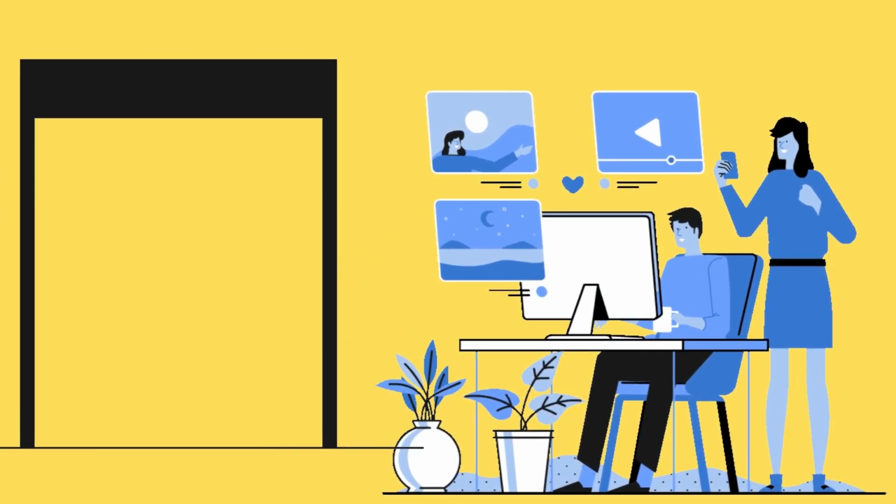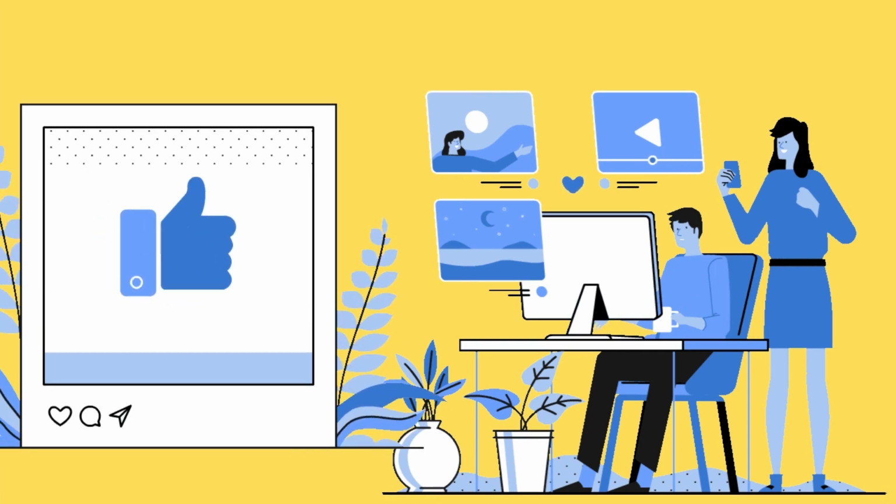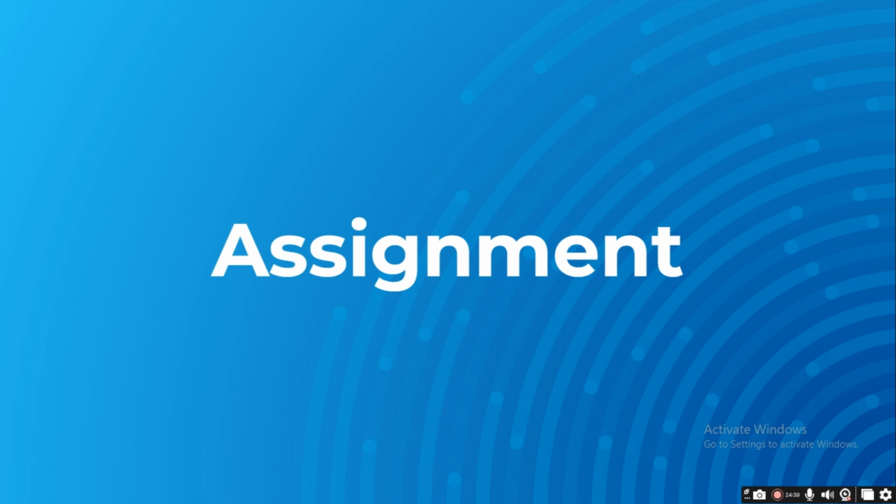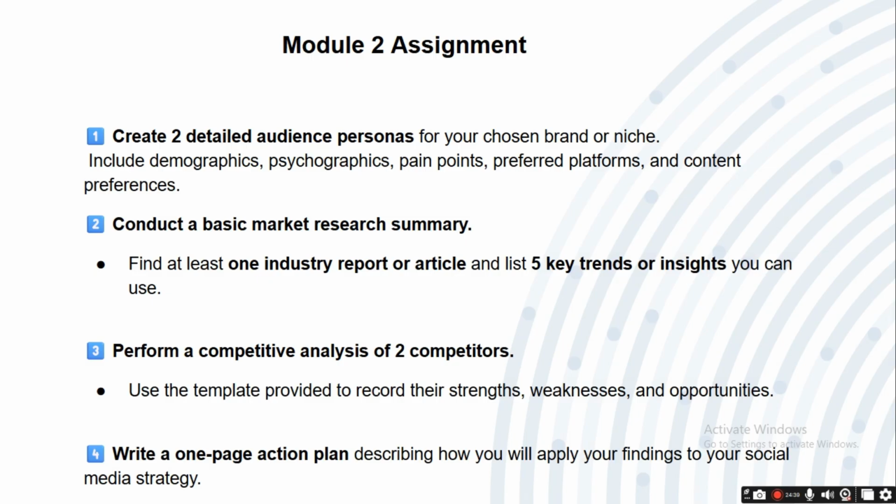To wrap up Module 2, please complete the following assignment. 1. Create 2 detailed audience personas for your chosen brand or niche. Include demographics, psychographics, pain points, preferred platforms, and content preferences. 2. Conduct a basic market research summary. Find at least one industry report or article and list 5 key trends or insights you can use. 3. Perform a competitive analysis of 2 competitors. Use the template provided to record their strengths, weaknesses, and opportunities. 4. Write a 1-page action plan describing how you will apply your findings to your social media strategy.